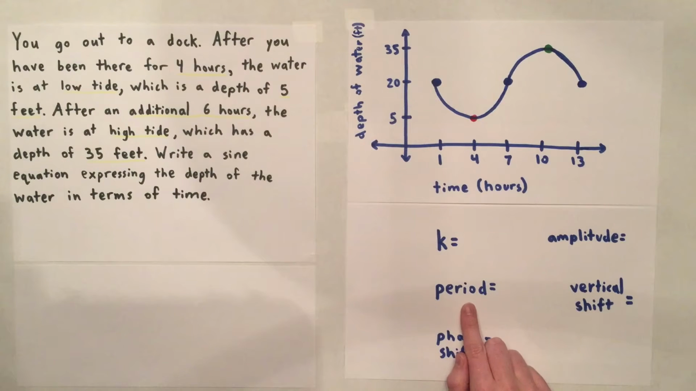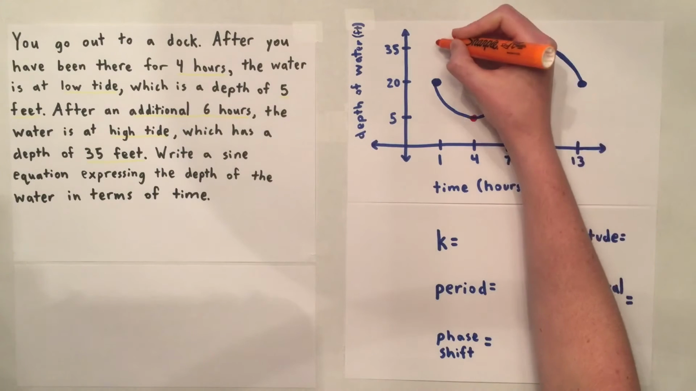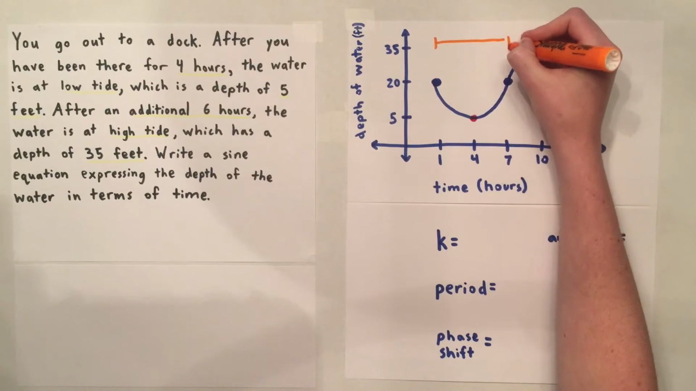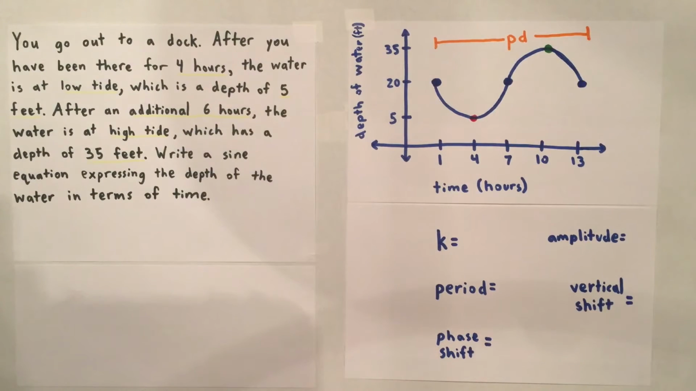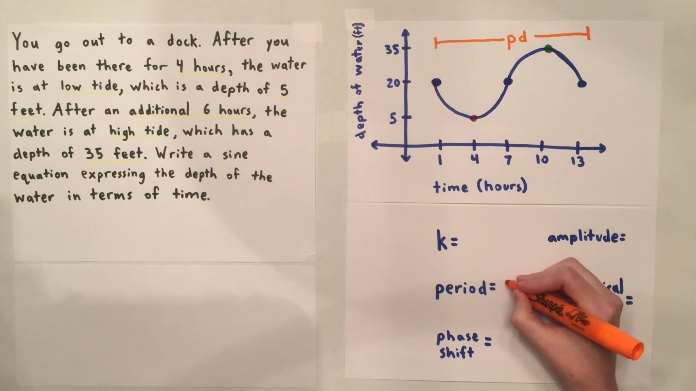First, let's find the period. The period is the distance it takes to complete one full cycle of the function. So far, we have only graphed one period. If we were to graph more than one period, we would see the graph repeat itself. So, if we look at the one cycle of this function, we see that the period is from 1 to 13. So, if we subtract 13 minus 1, we find that the period is equal to 12.